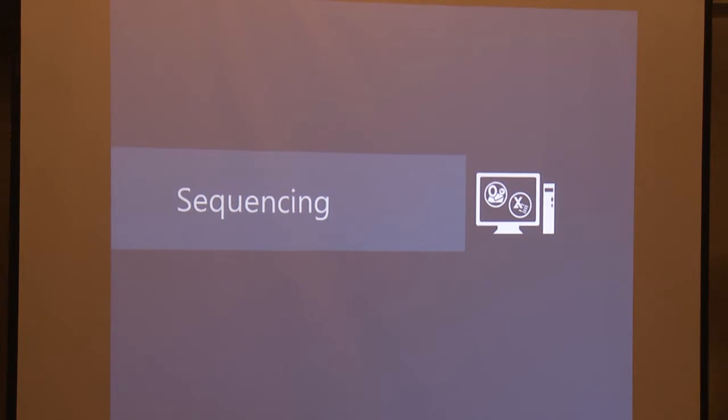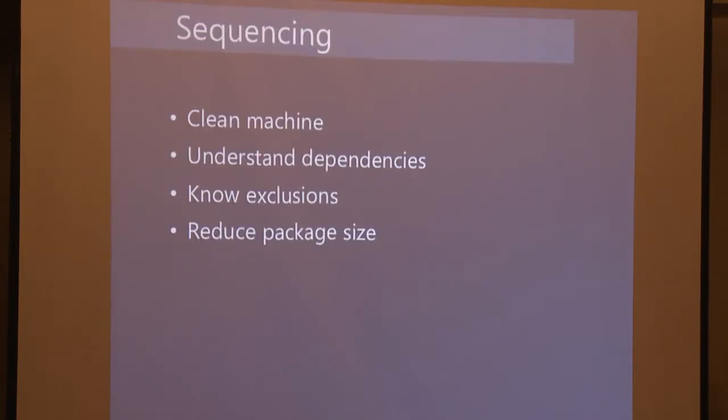So clean to me is a machine that's not on the domain. It is a workgroup machine, so it doesn't have group policy applied to it. It doesn't have antivirus on it. I don't see any need to put antivirus inside the sequencing machine. Even if you're installing it and stopping the services, I find it highly unnecessary.